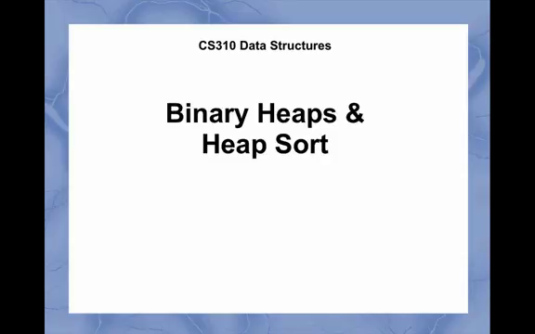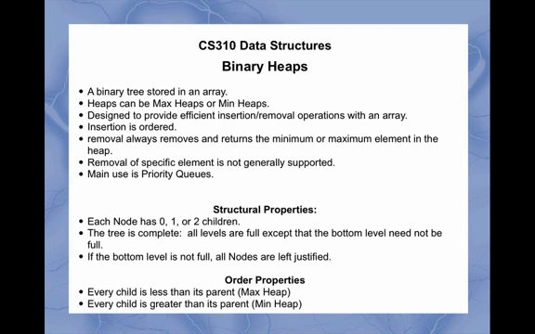In this lecture, we want to look at binary heaps and then finish with a look at using binary heaps to sort an array. A binary heap is a logical abstraction. That is, the underlying data structure is an array. However, the abstraction is a binary tree. So we have a binary tree that's actually stored in an array.